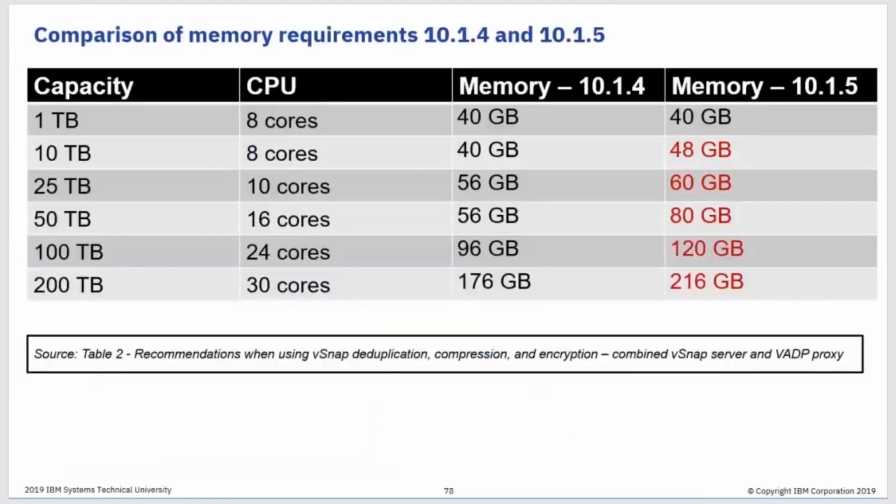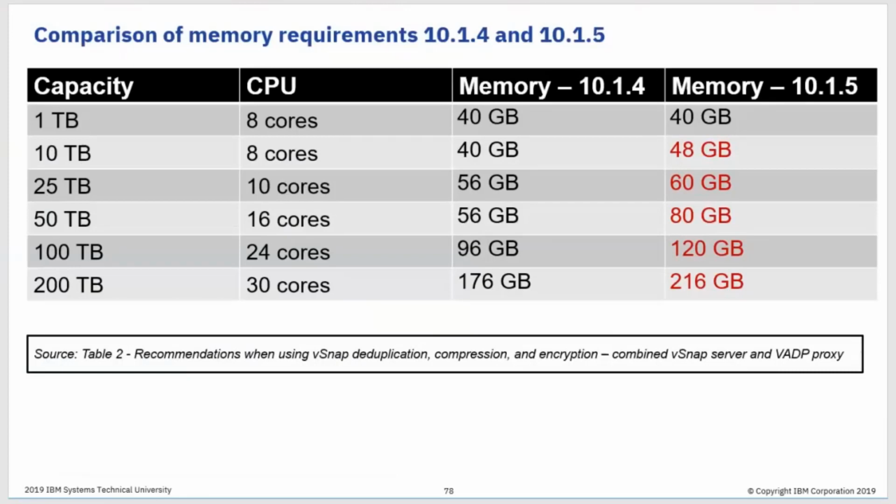So getting into the changes, I've taken table 2, which is the recommendations for the vSnap, the ADP proxy combo when you're using deduplication. I abbreviated the table a bit just to highlight that, number one, the CPU requirements are not changing, but as you can see, the memory requirements are changing, in some instances quite a bit.